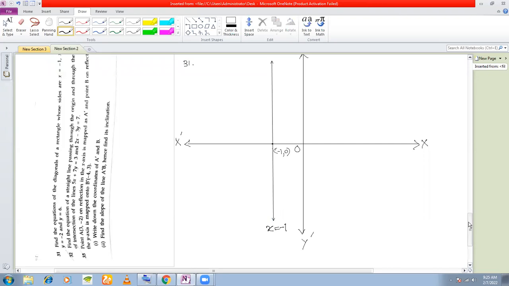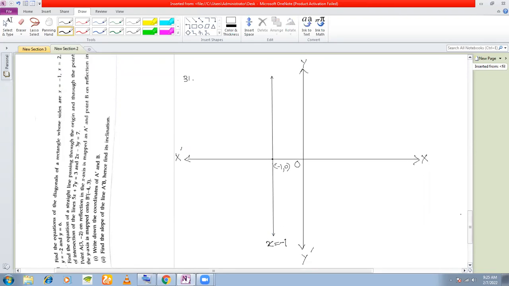What is the next side? x is equal to 2. That means x is equal to 2 is also a straight line parallel to the y-axis, but this time it passes through the point (2, 0) and is parallel to the y-axis. So let's draw this line. This is the straight line whose equation is x is equal to 2.